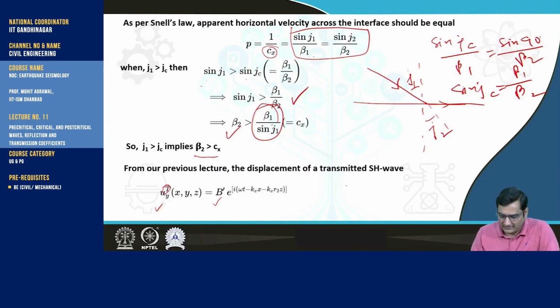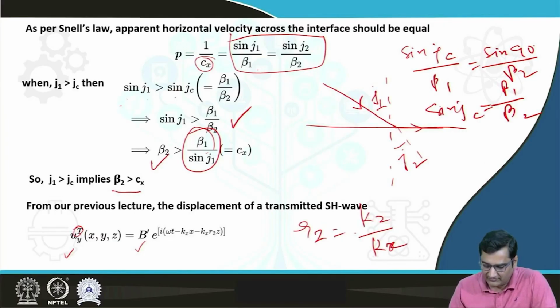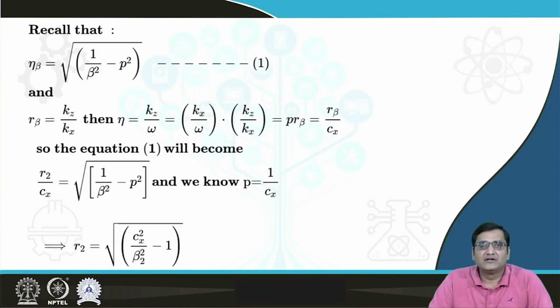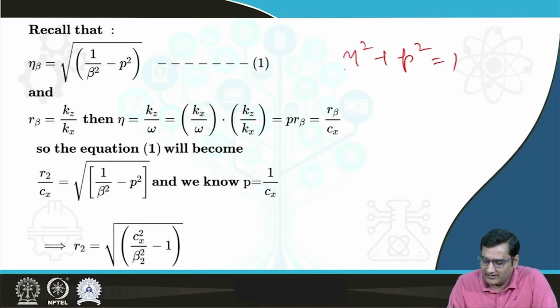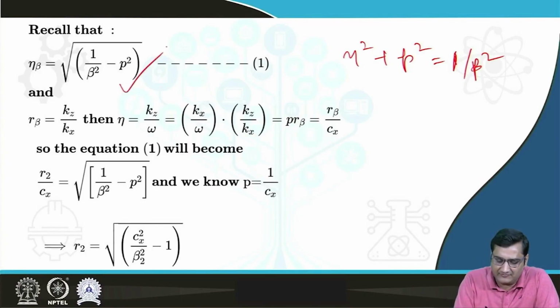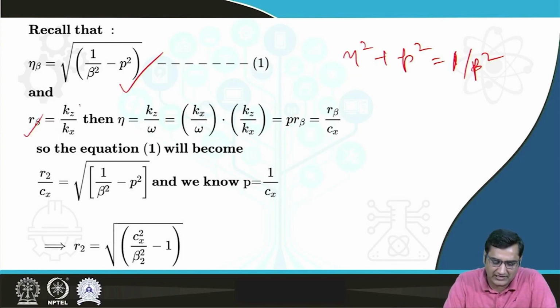Now, what is r2? R2 is nothing but kz by kx. So when you replace it here, this entire thing will become kz, but we are writing kz in terms of r2 and kx. Now let's recall that eta beta is equal to the square root of 1 by beta squared minus p squared. This eta beta is nothing but the vertical slowness. As we have already seen, eta squared plus p squared is equal to 1 by beta squared. So when you rearrange it, you will get this particular expression, and r beta will be equal to kz, the vertical wave number, divided by the horizontal wave number.